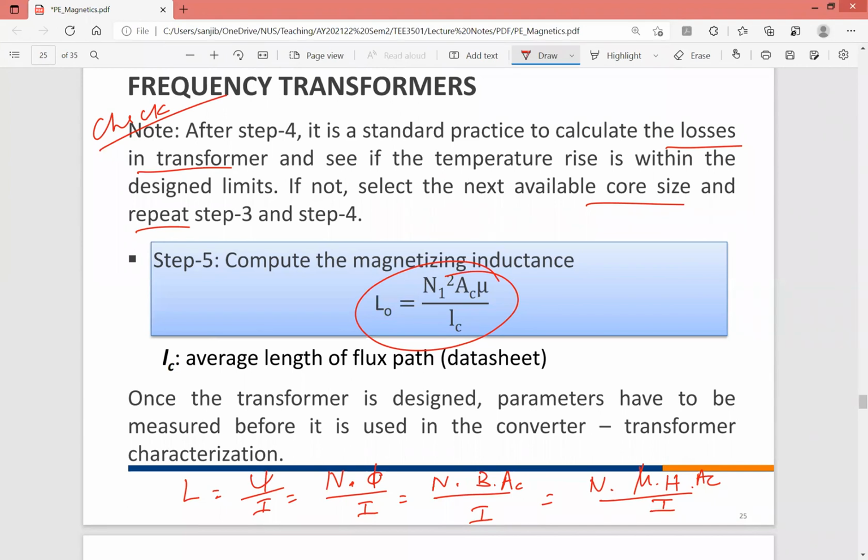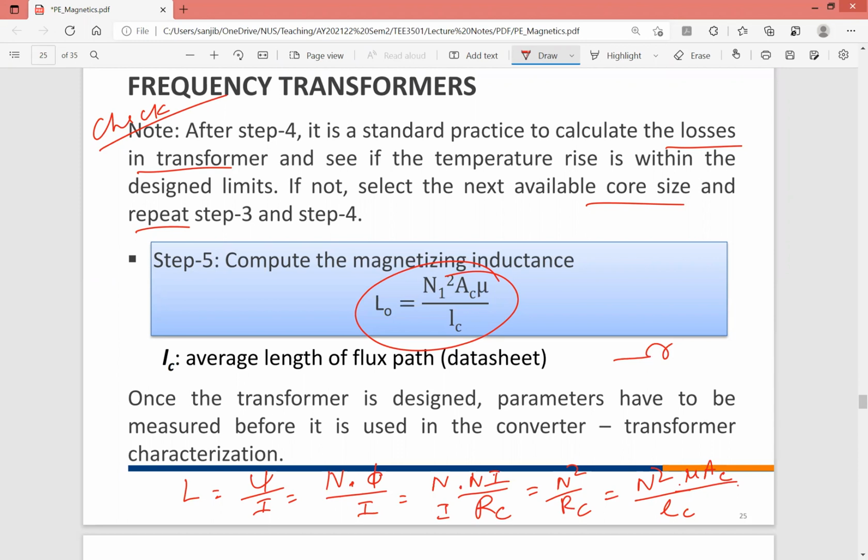Okay, there's another way you can write it also. Instead of flux here, we can write flux as Ni divided by Rc. So that's why it is N squared over Rc, the number of turns squared over Rc. And Rc itself is Lc divided by mu Ac. So this is basically the formula for inductance.